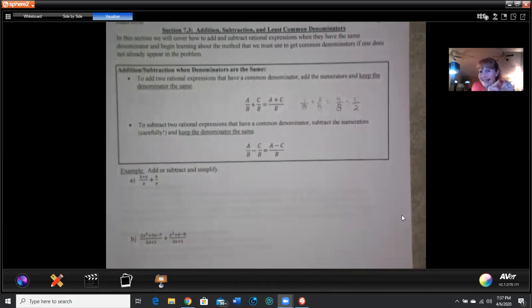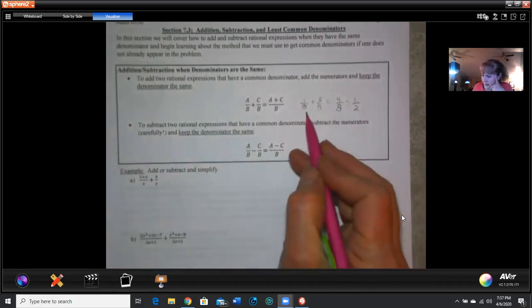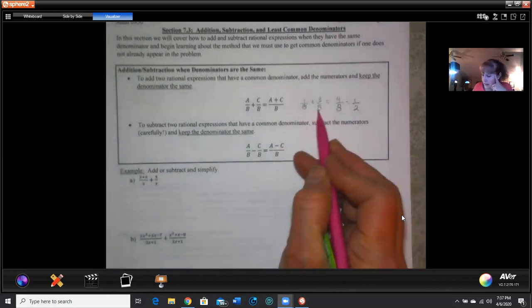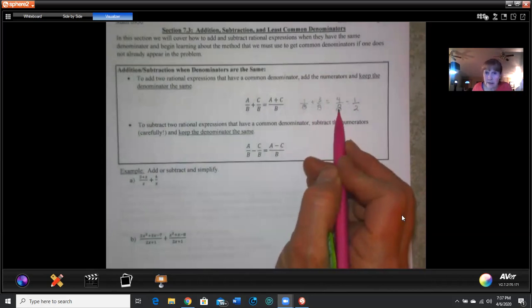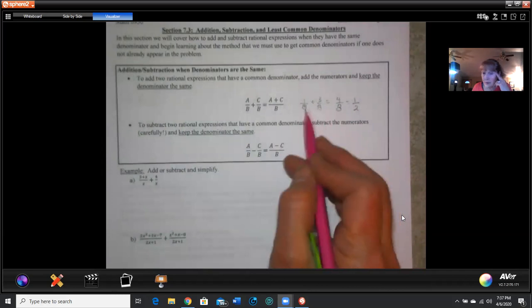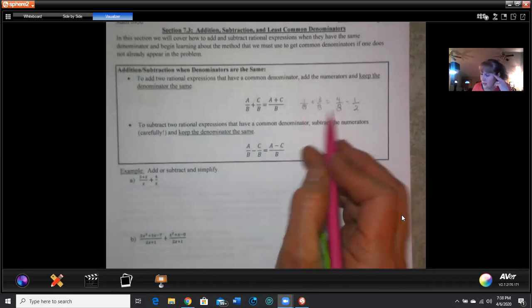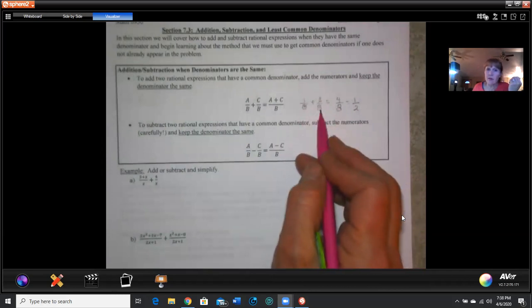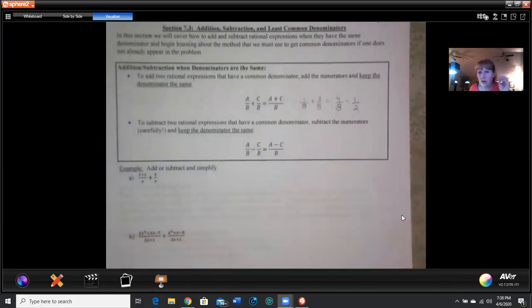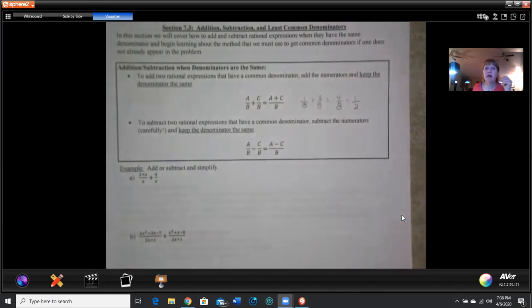Notice that I did not add the denominators together. One mistake that I've seen before is to take the 8 plus the 8, and people want to put a 16 here. Now, if you're multiplying, you do multiply. But when you're adding, if you've got 1/8 plus 3/8, you end up with 4/8. So again, don't add those denominators. Just add the numerators together.